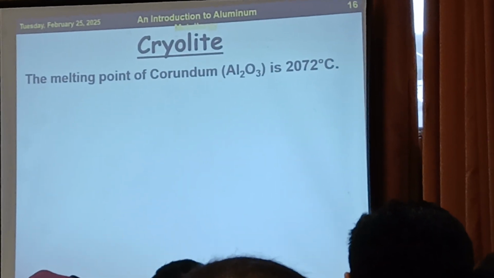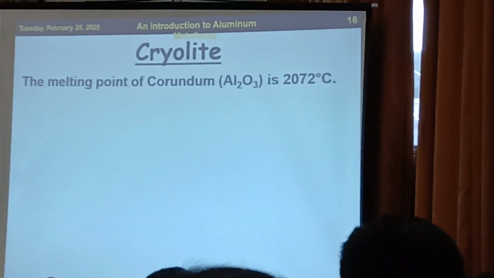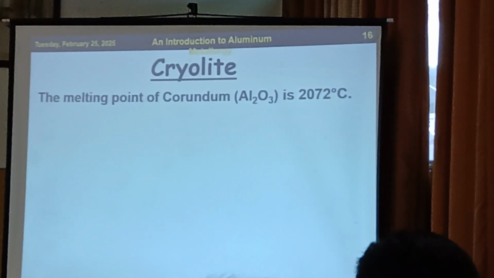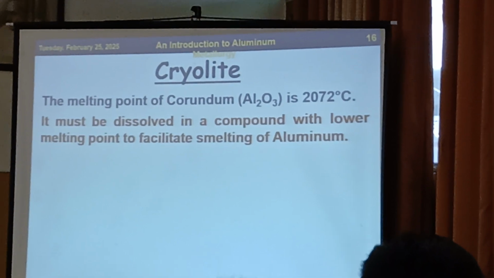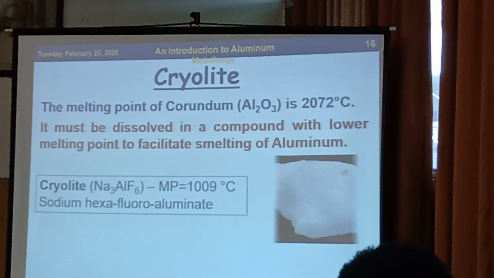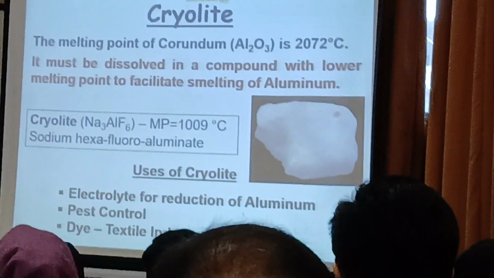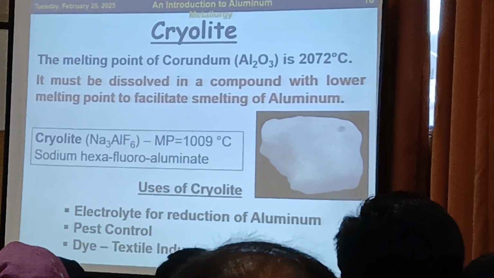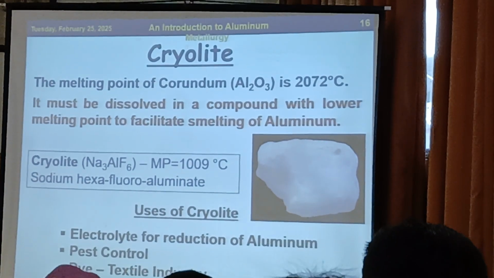The melting point of bauxite or alumina or corundum is more than 2000. And this was actually the bottleneck, that reduction was very difficult, very expensive, and that's why aluminum is very good. So the Hall-Héroult process uses a compound called cryolite. Cryolite is basically sodium hexafluoroaluminate. Its melting point is about 1000 degrees Celsius. So when you dissolve alumina in molten cryolite, it dissolves and ionizes. Some other uses of the cryolite here.